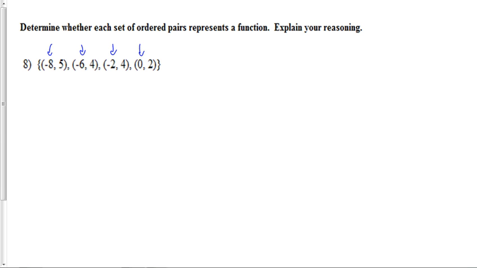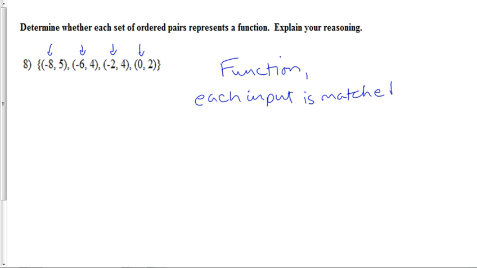So for example, this one, you have -8, -6, -2, and 0. So none of the x values repeat, so it's automatically a function. So yes, it's a function. And the reason is each input, or each x, is matched with just one output, or y.